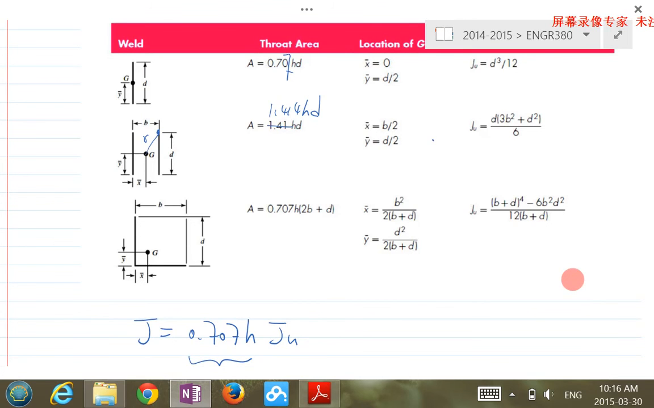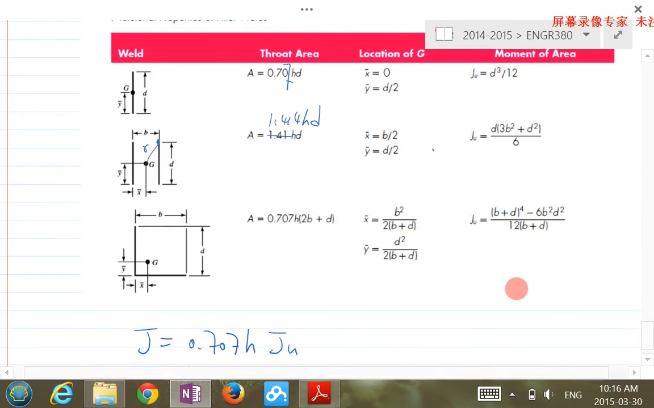To bring to your attention more, look at the JU here. What does JU depend on? It depends on the d, it depends on the b. They are not arbitrary symbols. They are from your actual weld group geometry. This is the d, this is the b. Is that good?